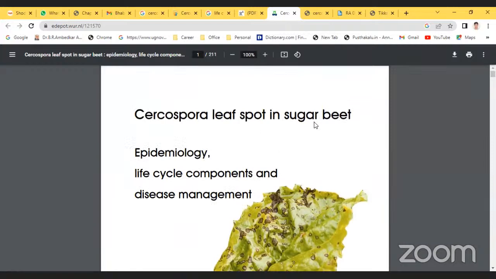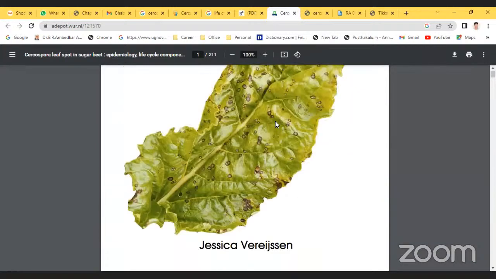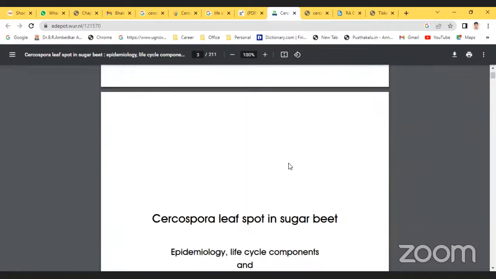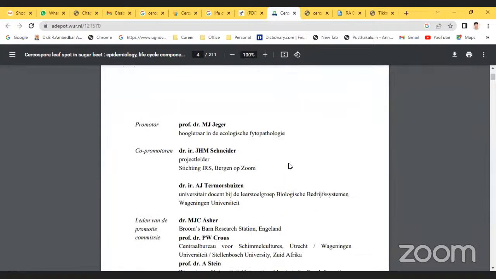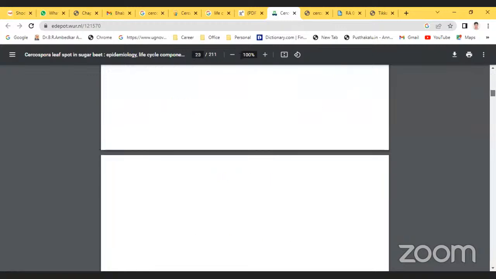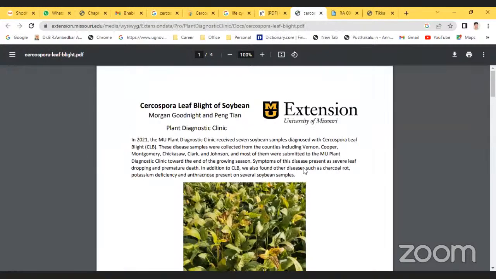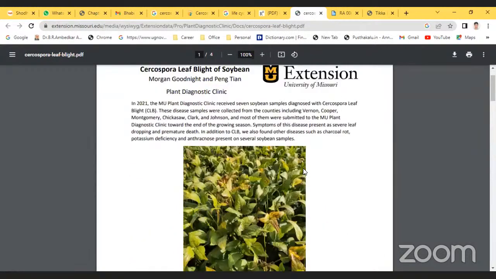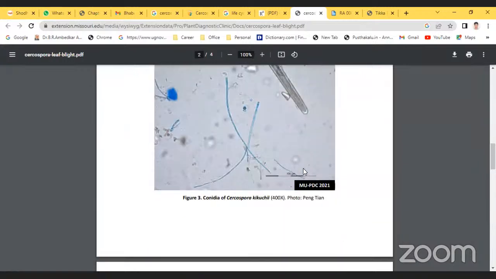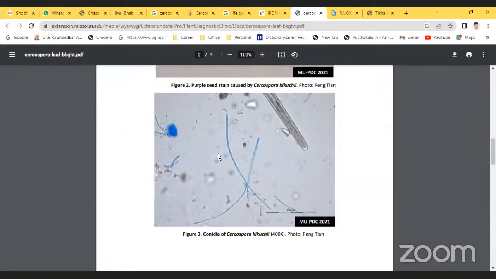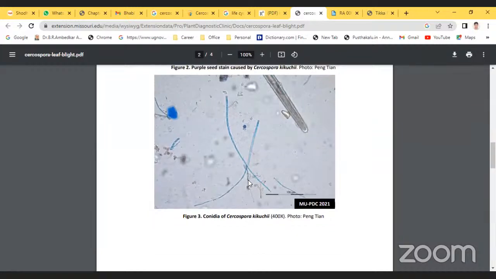Cercospora leaf spot is also there in sugar beet. Same as this, just observe the spots. This is also Cercospora leaf blight of soybean. Just observe, these are the conidia of Cercospora.